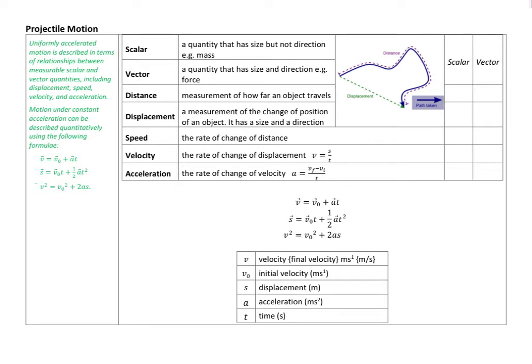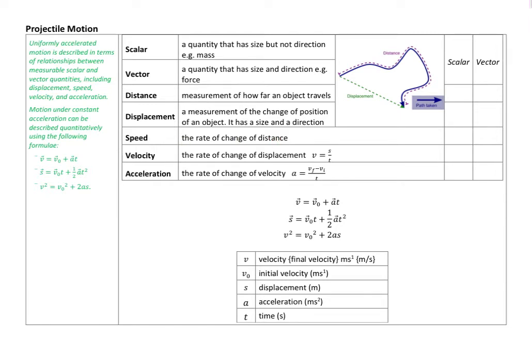So distance is a measure of how far an object travels. If we go from one point to another, let's say we're going from here to here and we take this path here, the length of that path represents the distance covered. Displacement is a measurement of the change of position of an object, and it has a size and a direction. So if we follow this path, our displacement is only the shortest distance between where we started and where we finished, and this has a direction. The direction of this arrow is important. So that would be roughly southeast if we used the compass type directions.